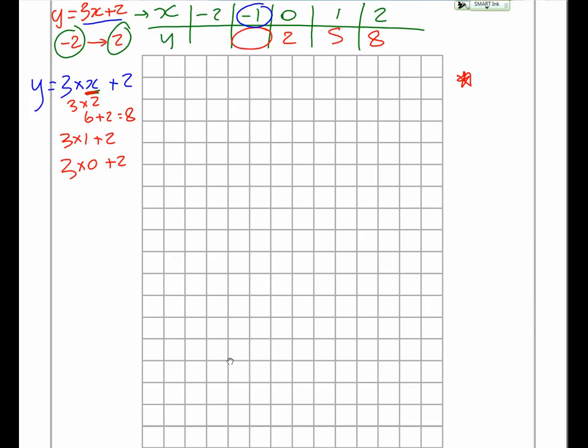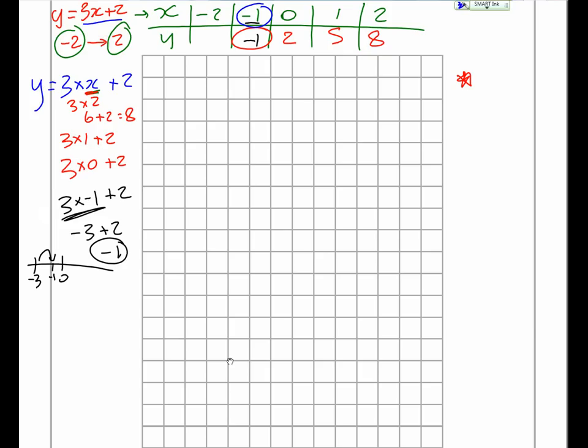Next one, x is -1. 3 times -1 add 2. 3 lots of -1 is -3. Imagine I took a quid off you 3 times. You've lost 3 lots of -1. Okay, so your money has gone down by 3. That's -3. -3 add 2. Think of your number line. 0, -3. Hop up 2. Takes you to -1. So some people get confused with that.